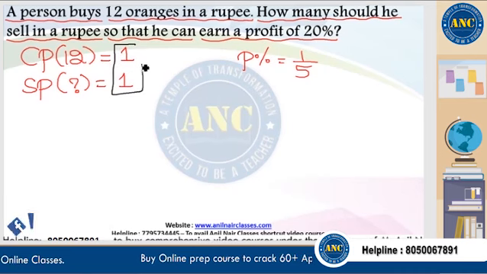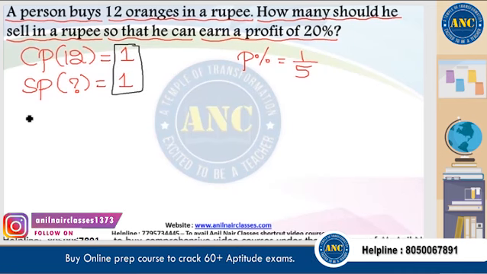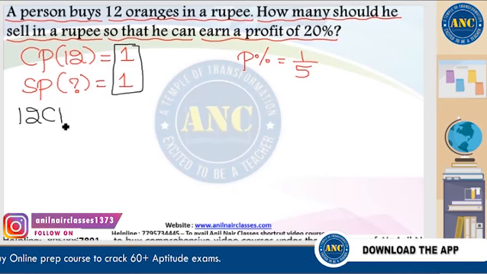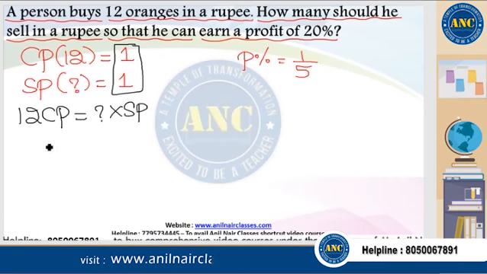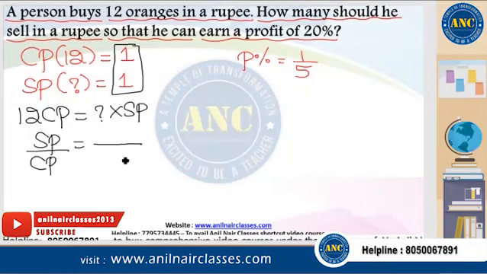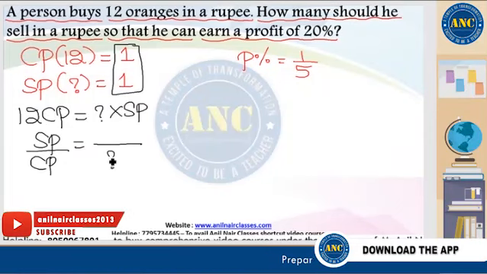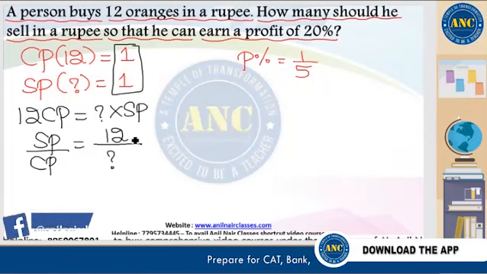Right hand side of both the equations are same. Equate the left hand side. Left hand side is 12 CP. Here the left hand side is question mark into SP. SP by CP. With SP, question mark is multiplied. That should come in the denominator. With CP, 12 is multiplied. That should come in the numerator.